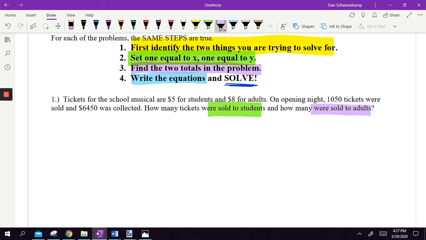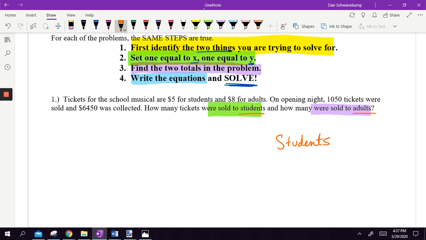All right. So our keys to this problem, the first thing we want to identify are the 2 things that we're solving for. And we're going to make one of them x and one of them y. We don't have to do x and y. In fact, you can pick any letter that you want. I often don't say x and y because I'd rather you have some meaning for them. And so let's try that here. But when I say x and y, I mean give them 2 letters. So the 2 things we're trying to find out is how many tickets were sold to students and sold to adults.